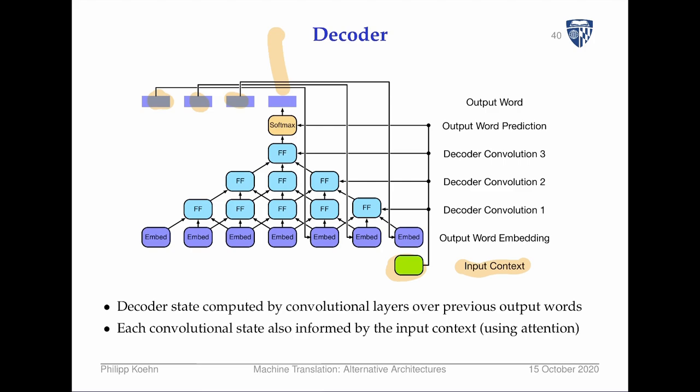And here are the embeddings for the previous output words that correspond. So if you follow this arrow here, this is the directly preceding word. This is the word minus one, this is the word minus two, minus three, minus four, minus five, and so on. So instead of having a recurrent state here, we just have a view of, in this case, the seven previous output words, and we condense these down with these convolutional layers into a single state. And then for this single state, we're going to make a softmax prediction over the output word vocabulary that allows us then to predict one output word.